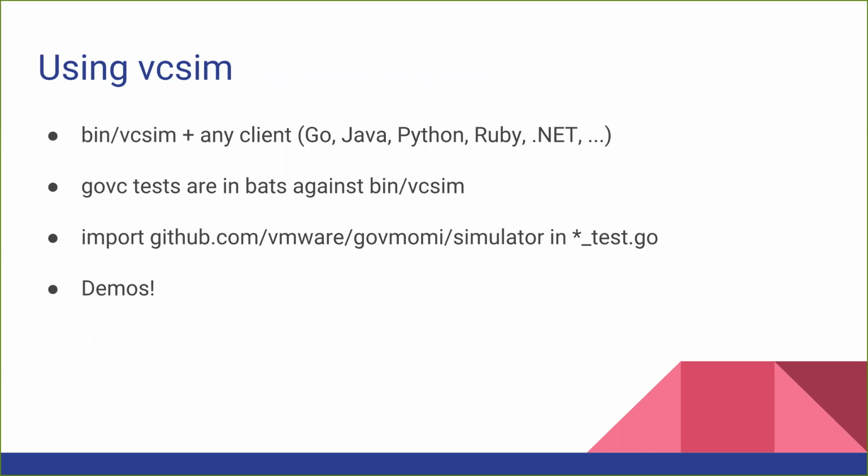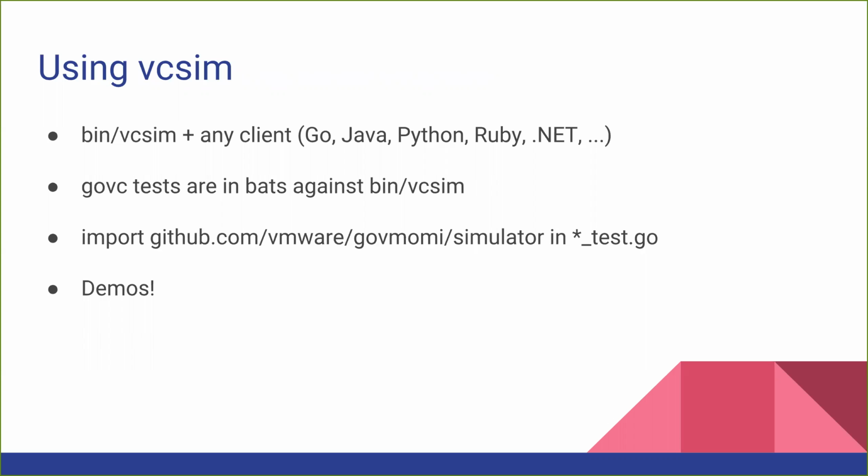The tests for govc itself are written in bats. If you're not familiar with bats, it's basically bash with some annotations and a test harness and some nice things for testing that kind of stuff. And govc kind of doubles as a useful CLI, but also as a test harness for some of the govmomi APIs. So the majority of the test coverage for govc is via govc and bats talking to vcsim.